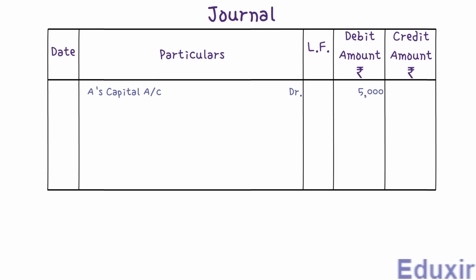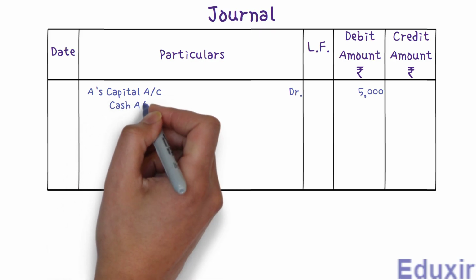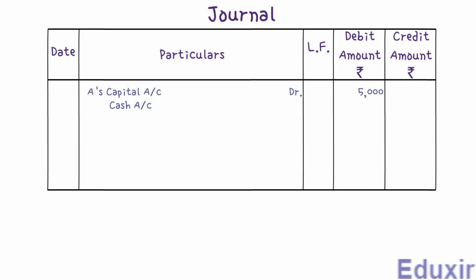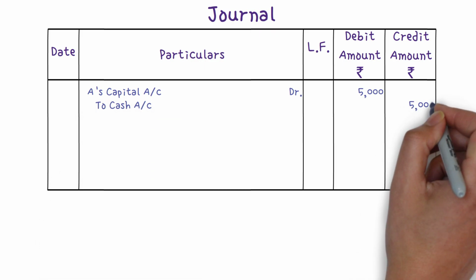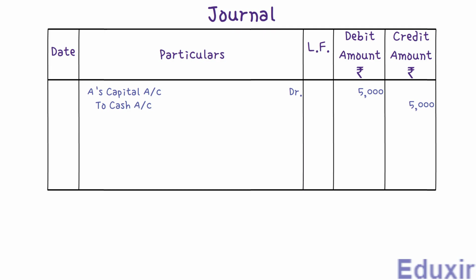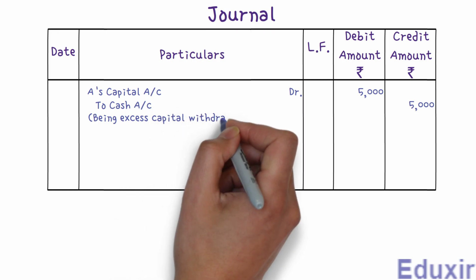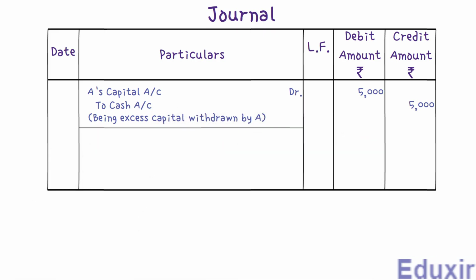Leaving some margin, let us write the cash account as the credit entry. As you know, the credit entries start with 2. Let us then write the credit amount of 5,000 rupees in the credit amount column. Let us then write the description or narration of this transaction as being excess capital withdrawn by A. Let us now draw a line to mark the completion of journalizing of this transaction. With that, we have completed the journalizing of this transaction.